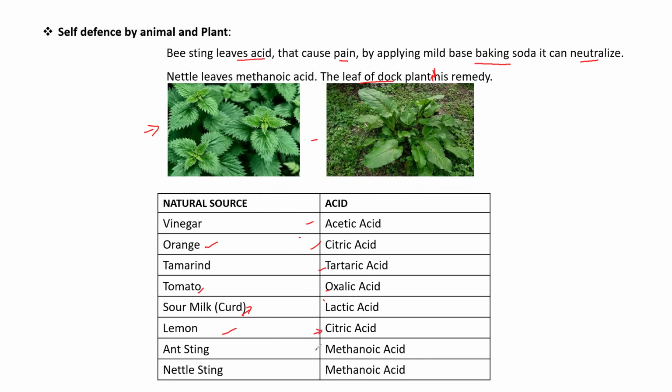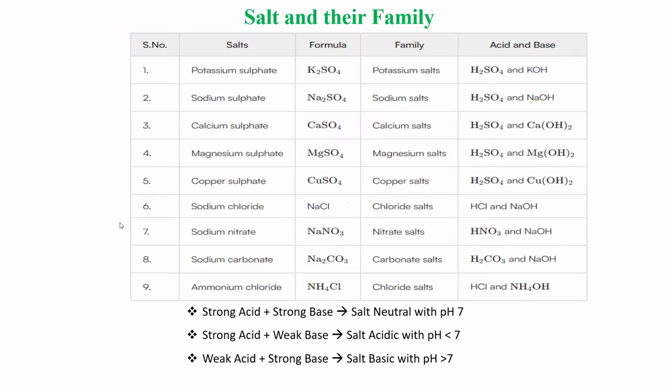Ant sting: when an ant is going to bite, it generates methanoic acid, and a nettle sting also produces methanoic acid. So these are the things available in nature which have different acids, and we also need to remember them for the objective questions.